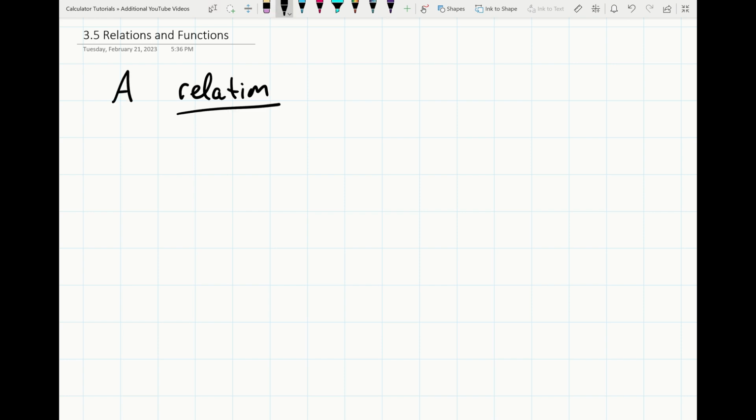So a relation is any set of ordered pairs. Okay? Now, all of the x values in the ordered pairs make up what we call the domain.